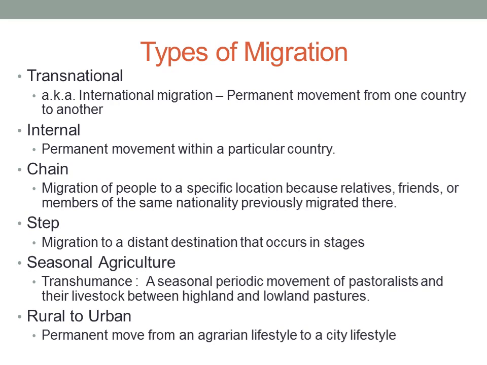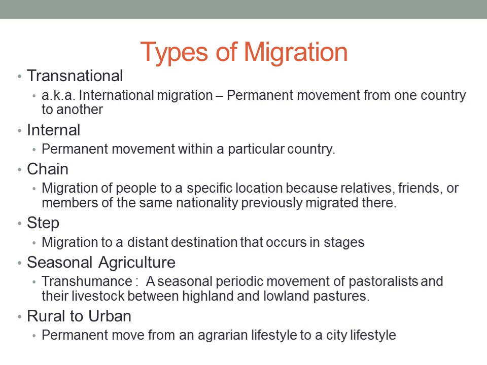Then we have a couple different types of migration that lead us to different places. First one is chain migration. Migration of people to a specific location because relatives, friends, or members of the same nationality previously migrated there. Great example of that in my own personal life. I moved here from Michigan when I was 8 years old. Part of the reason why my parents chose Las Vegas to move to was because we already had some family here. And if you think about in your own personal life, are there any examples that you can draw from?